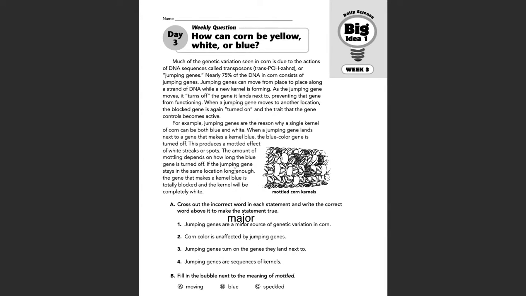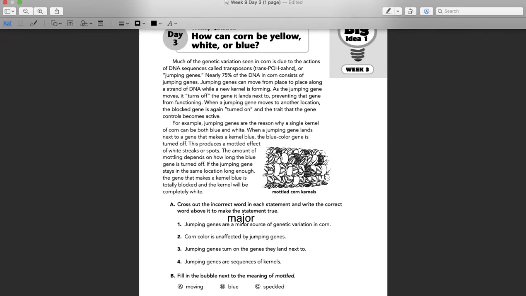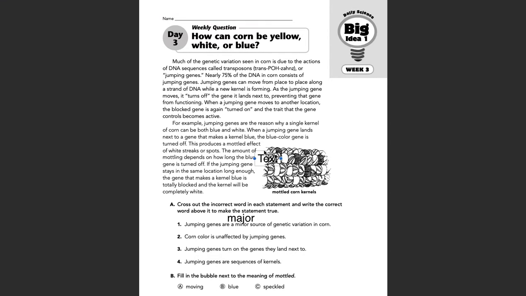Number 2, corn color is unaffected by jumping genes. Well, if you look in that second paragraph, jumping genes are the reason why a single kernel of corn can be both blue and white. So I would say cross out unaffected and put affected right there.